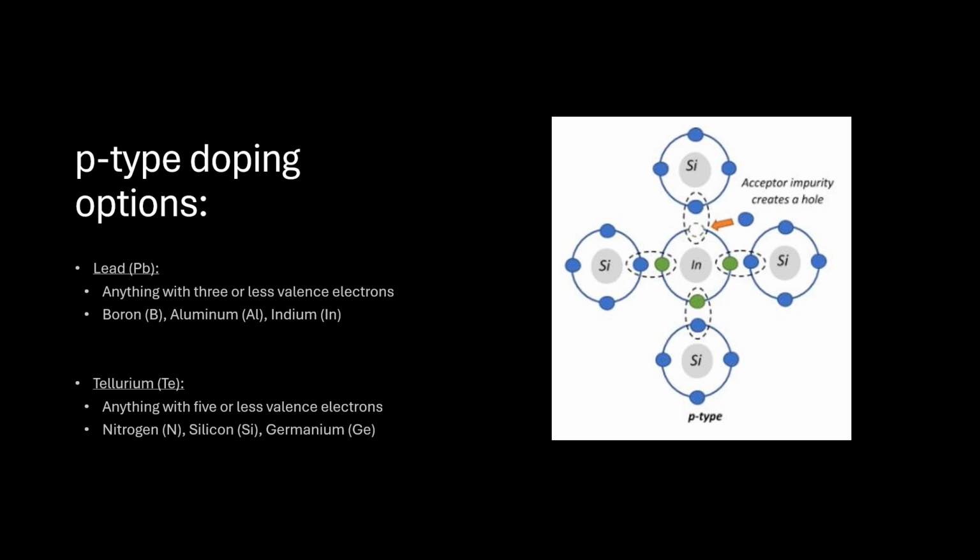Now we're going to talk about the p-type doping options for lead and tellurium. P-type doping is when the doping element has fewer valence electrons than the overall semiconductor. So for lead, this would be anything with 3 or fewer valence electrons, since lead has 4 valence electrons. Some examples would be boron, aluminum, and indium. For tellurium, it would be anything with 5 or fewer valence electrons, since tellurium has 6 valence electrons. This could be nitrogen, silicon, or germanium.